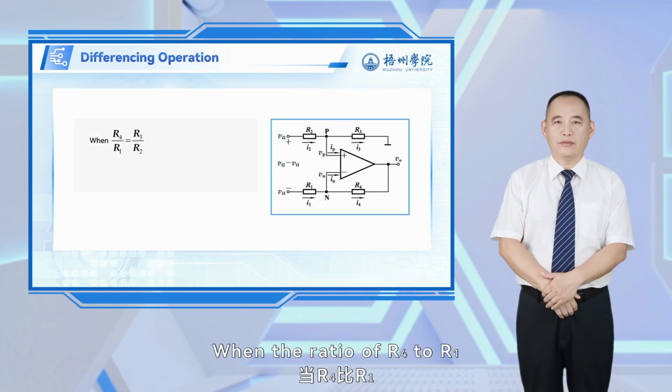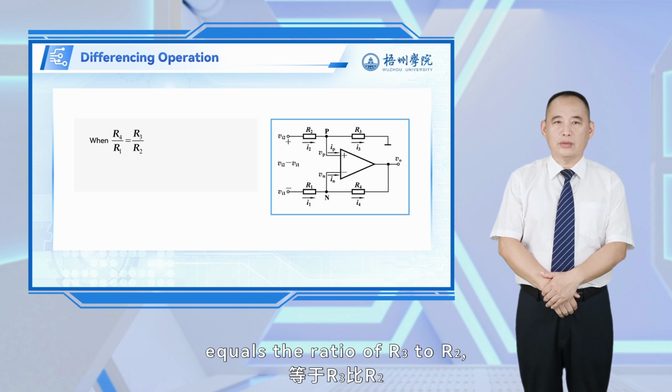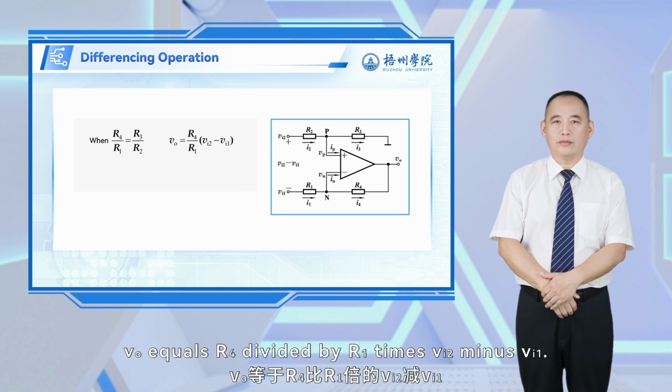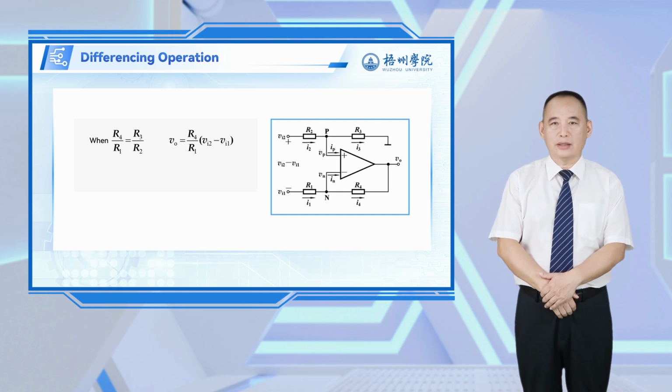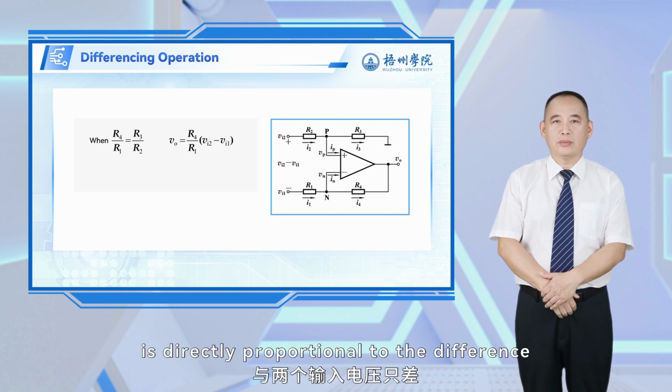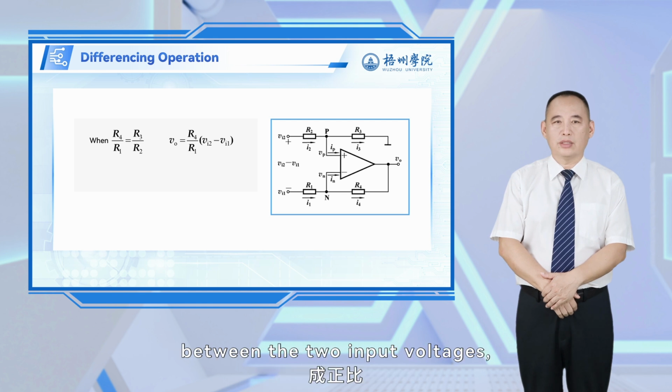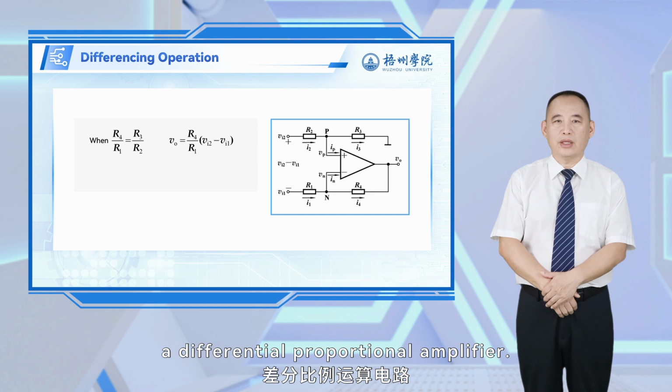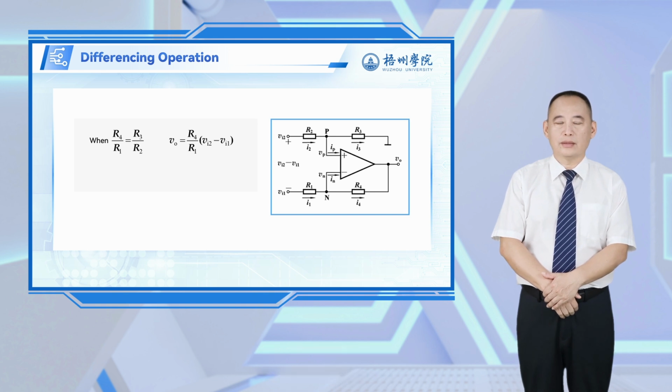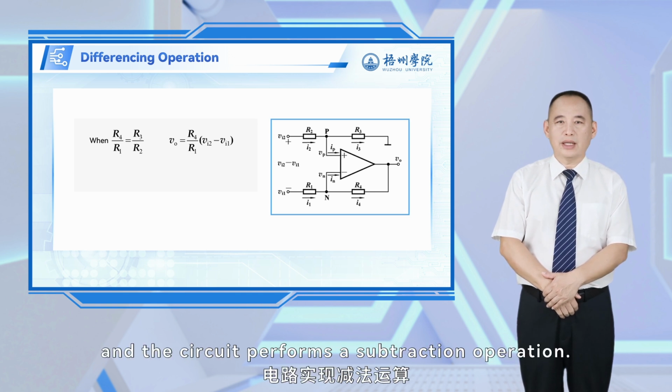When the ratio of R4 to R1 equals the ratio of R3 to R2, Vo equals R4 divided by R1 times Vi2 minus Vi1. The output voltage is directly proportional to the difference between the two input voltages, which is why this circuit is called a differential proportional amplifier. If R4 equals R1, then Vo equals Vi2 minus Vi1, and the circuit performs a subtraction operation.